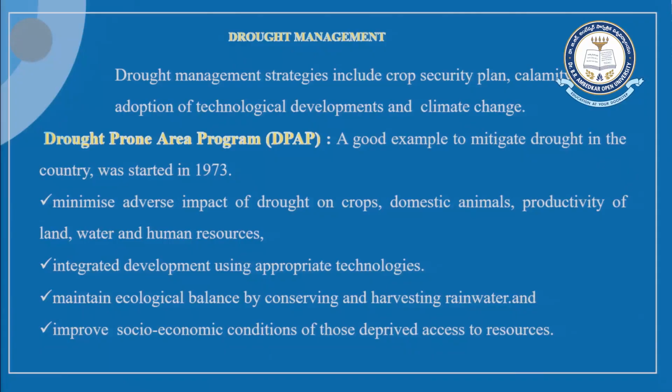Drought management. The Drought Prone Area Programme is a good example to mitigate drought conditions in our country, which was established in 1973. It is meant to minimize the adverse impact of drought on crops, domestic animals, productivity of land, water and human resources. It integrates development using appropriate technologies, maintains ecological balance by conserving and harvesting rainwater, and improves socio-economic conditions of those deprived of access to resources.